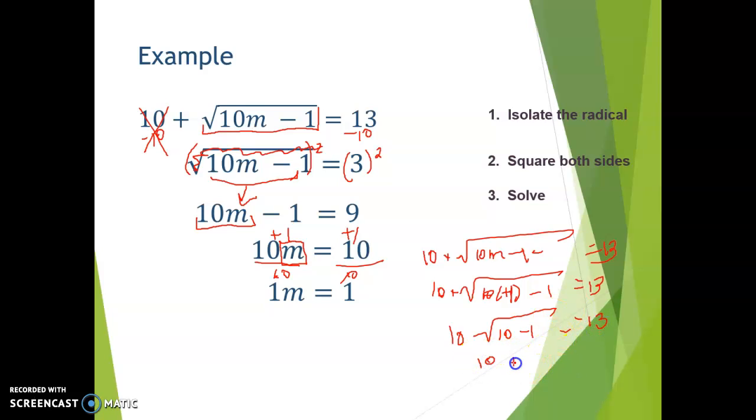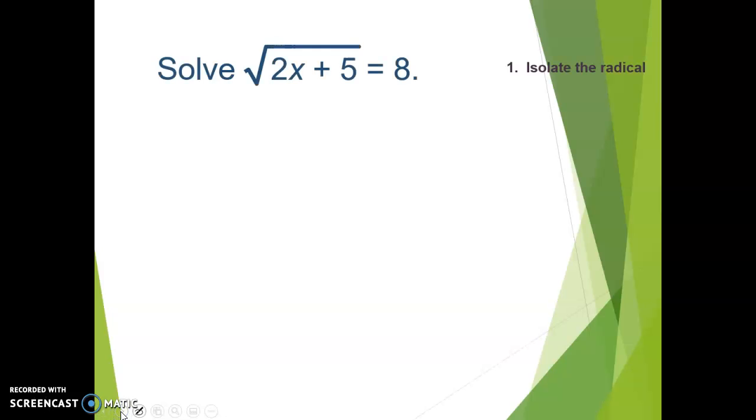10 plus the square root of 9 equals 13. And 10 plus the square root of 9, which is 10 plus 3, equals 13. And we end up with 13 equals 13. That is a true solution. It was not extraneous. So we do need to make sure that we check every solution to make sure they're not extraneous. Okay, try this one on your own, pause the video, and then come back and see if you were able to do this independently.